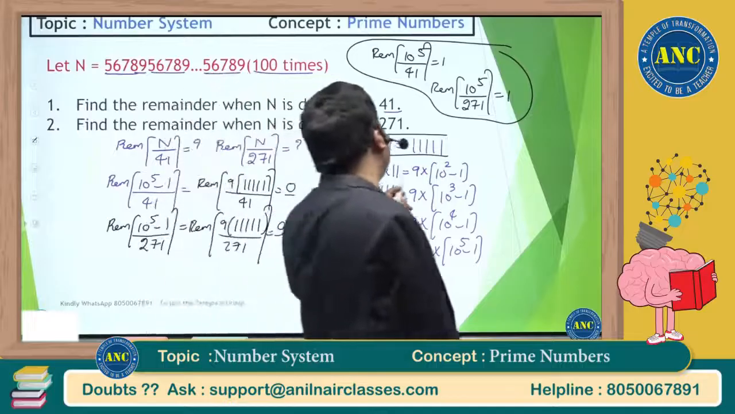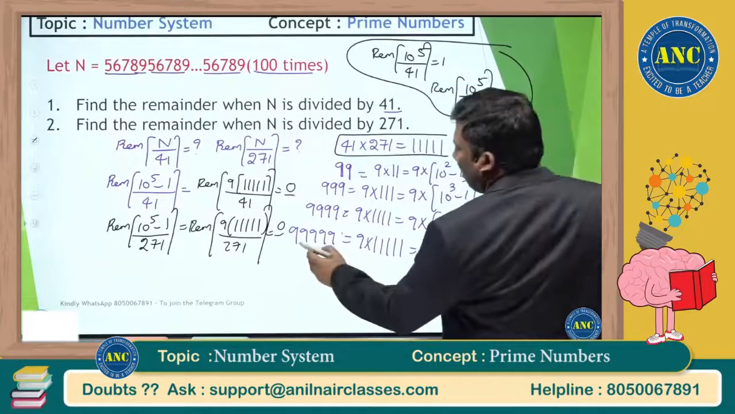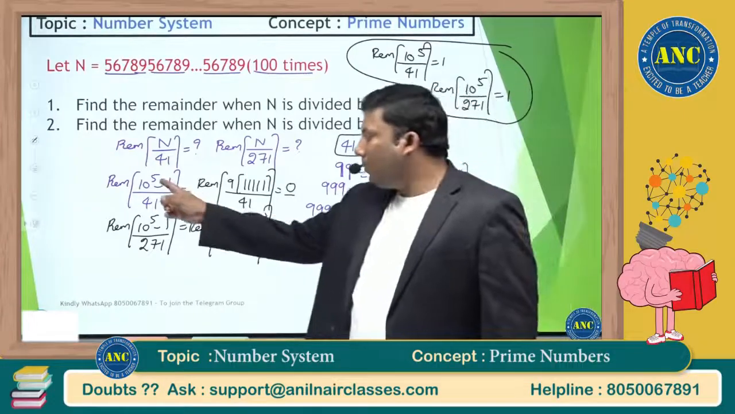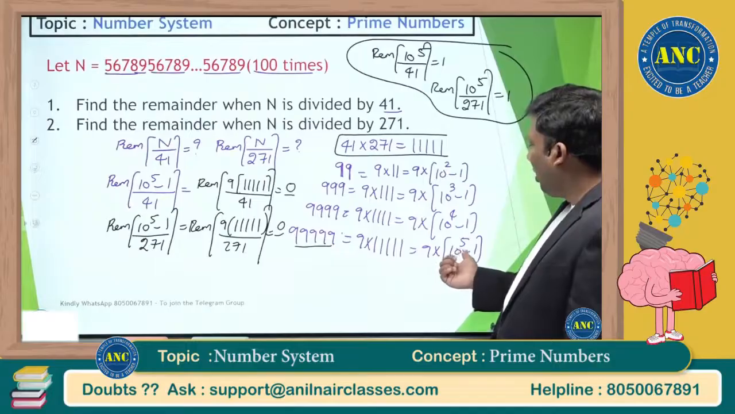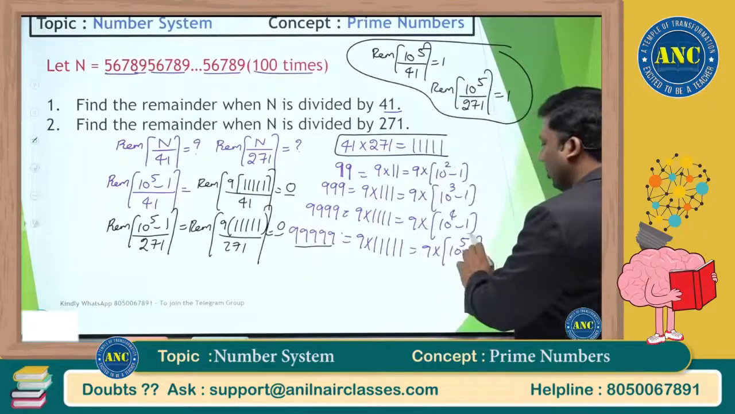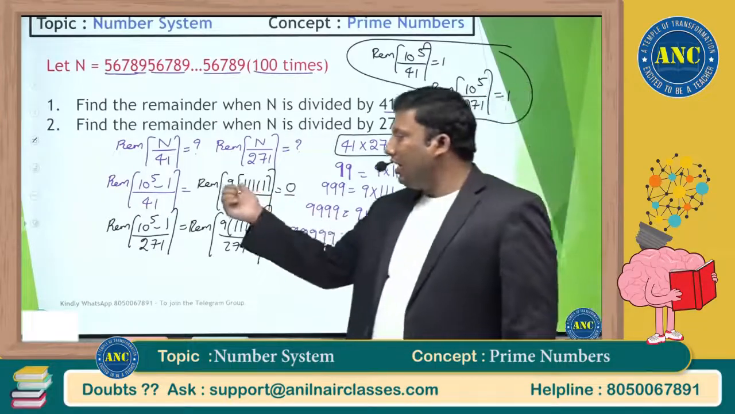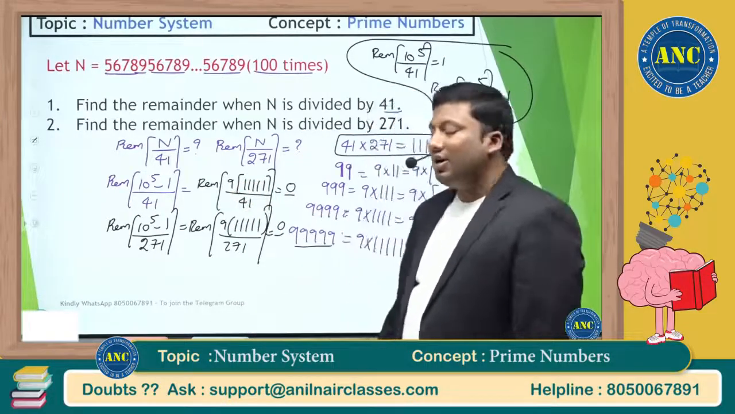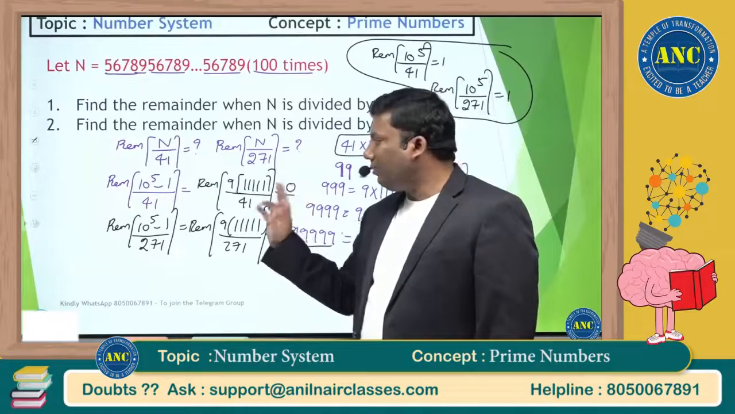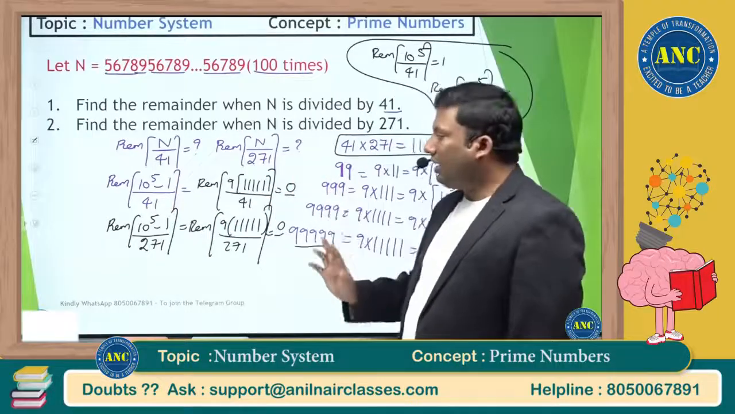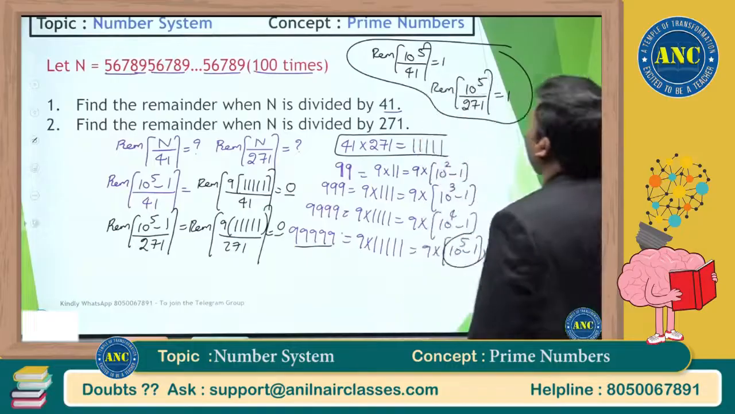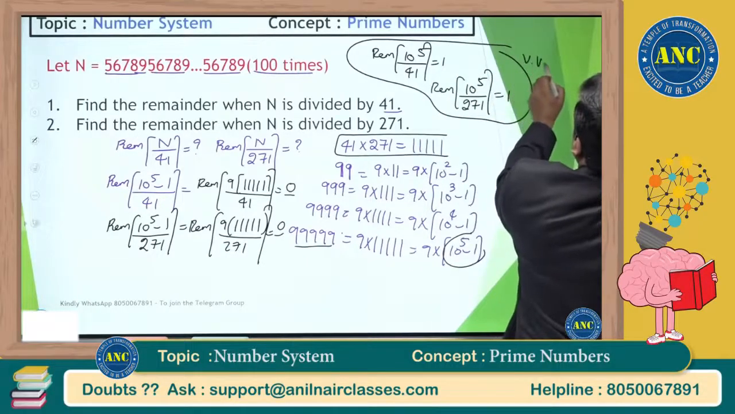If it is 99, it is 9 into 10 square minus 1. If it is 5 nines, it is 9 into 10 power 5 minus 1, which is 9 into 5 ones. 5 ones is divisible by 41, remainder 0. Minus 1 comes to the right hand side as plus 1, so 10 power 5 gives remainder 1. Very, very important note.